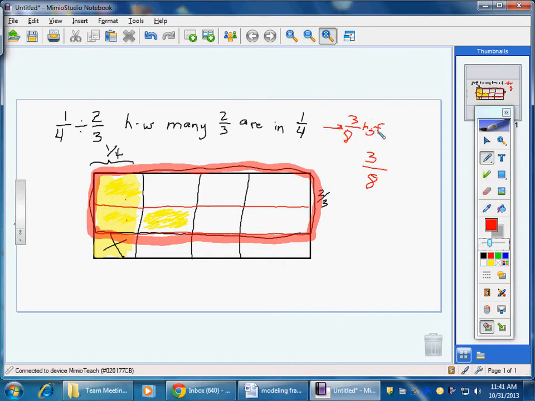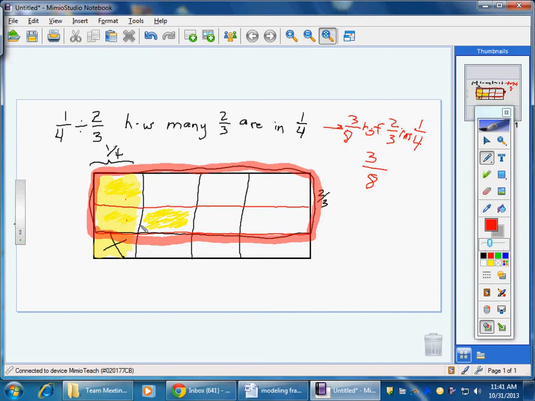Watch this. There's 3/8 of 2/3 in 1/4. In fact, there's not just less than 1, there's less than a half of 2/3. I hope that helps see a little bit of how we can model any type of fraction division. It doesn't matter whether the denominators are compliant, so to speak, or not. And it helps us see that, in this case, there's way less than a half of 2/3.